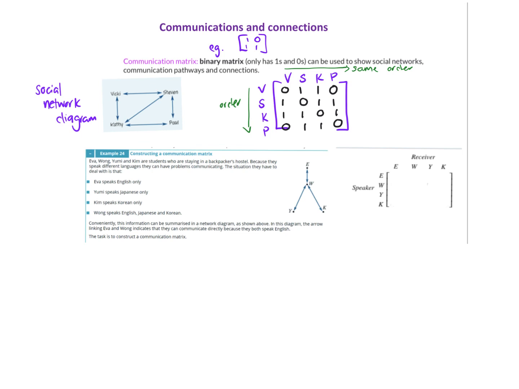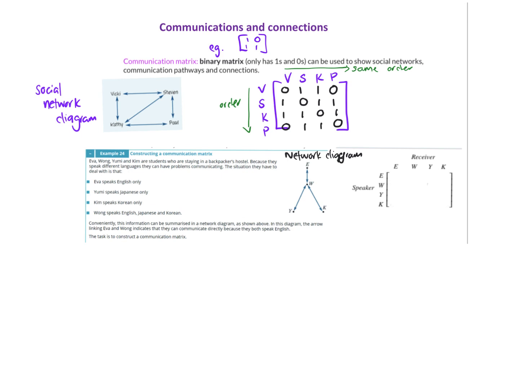All right. This one's a little bit small, but let's go through it. We've got another example here. It says, Eva, Wong, Yummy and Kim are students who are staying at a backpackers hostel. Because they speak different languages, they can have problems communicating. Eva speaks English only, Yummy speaks Japanese only, Kim speaks Korean only, and Wong speaks English, Japanese and Korean. Conveniently, this information can be summarized in a network diagram. This is the network diagram, and the task is to construct a communication matrix. So we have to go through this.